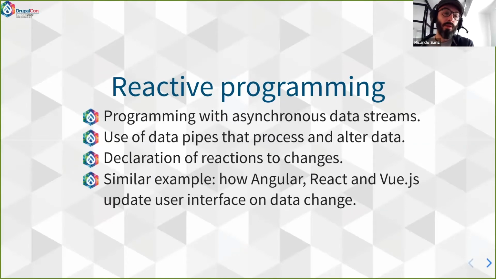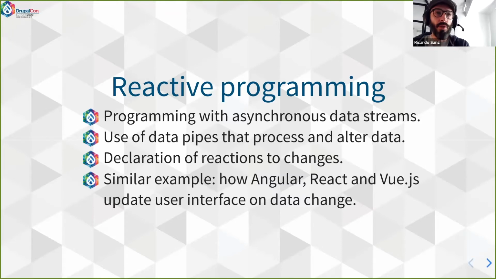So what is reactive programming? Reactive programming is programming with asynchronous data streams. It's the use of data pipes that process and alter the data. It's a declaration of reactions to changes. And in some way, it's similar to how Angular, React, and Vue.js update the user interface on data change. When a variable is updated, the value is automatically updated in the user interface. So it's like a reaction on change. When the variable changes, there is a reaction that is to update the user interface.